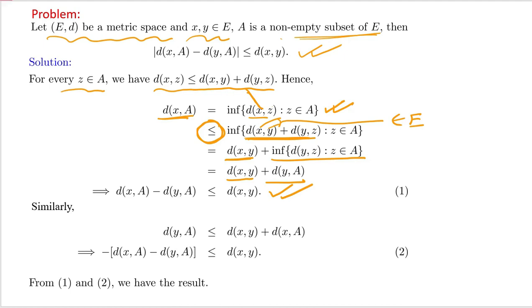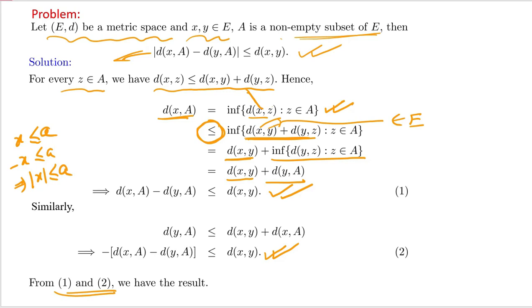Similarly, you can get this inequality if you take y in place of x. Because of 1 and 2, you can very easily conclude that we have this inequality, because simply you know that x is less than or equal to a and minus x is less than or equal to a. This implies that modulus of x is less than or equal to a. So this way you can have the solution of this problem.